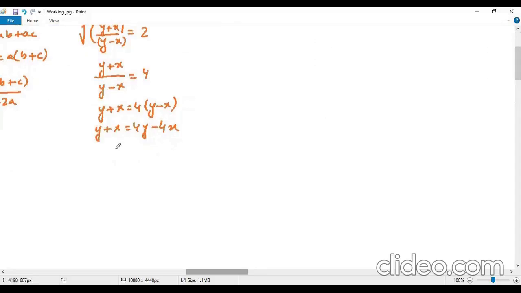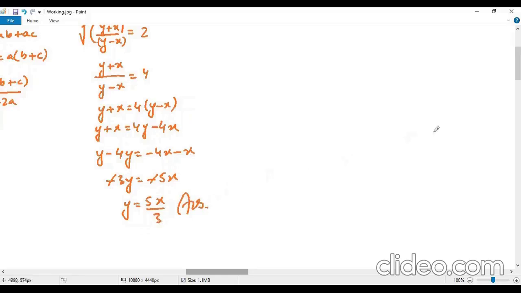That means y minus 4y equals minus 4x and minus x. So this is going to give us minus 3y and minus 5x. Minus and minus is going to be cancelled. So y is equal to 5x over 3. This is going to be your answer.